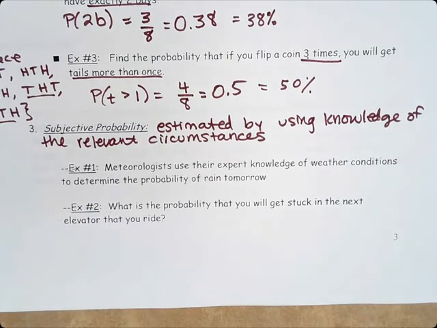So an example would be meteorologists use their expert knowledge of weather conditions to determine the probability of rain tomorrow. Example 2 was probably you would get stuck in the next elevator you ride.